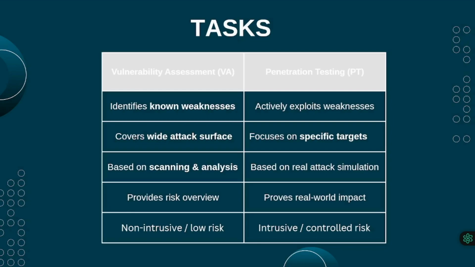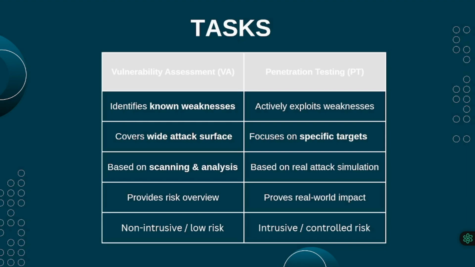VA scans the entire system and finds outdated plugins, misconfigurations, and known CVEs, showing where all the problems are. Pen testing focuses on selected targets, chains vulnerabilities, and simulates real attacker behavior. Can someone actually break this system? The biggest mistake people make is thinking VA is basic pen testing and pen testing is advanced. Wrong. VA is the foundation, pen testing is validation. Without VA, you miss obvious issues and the pen test becomes inefficient.